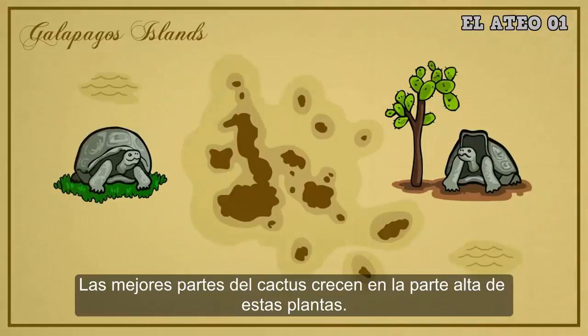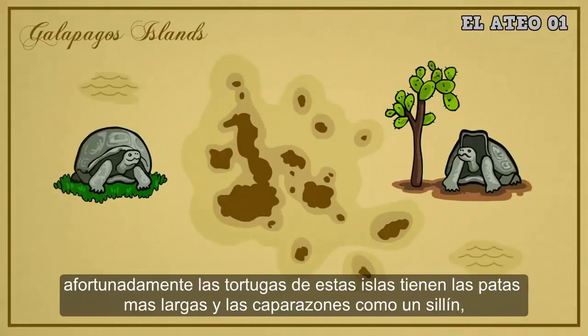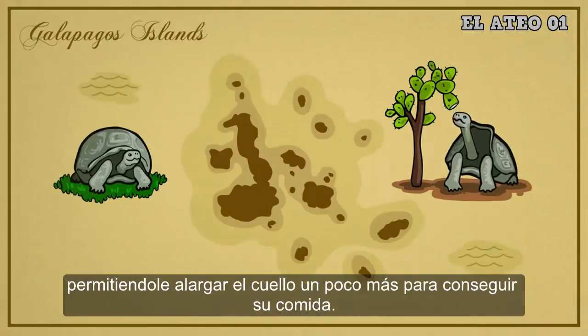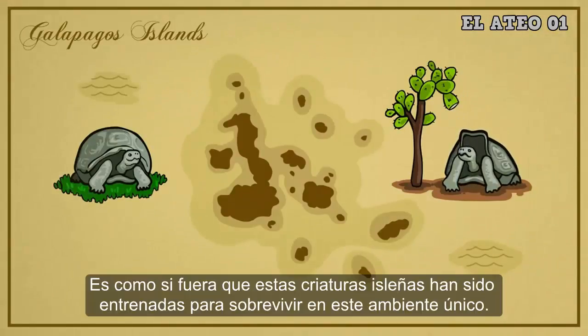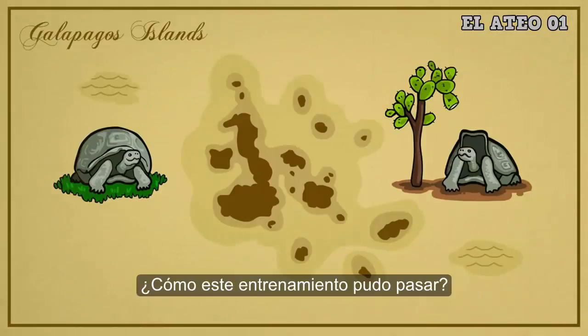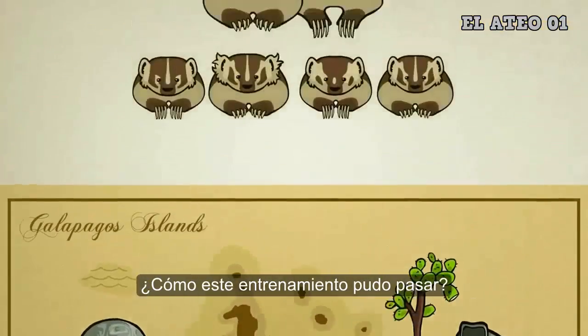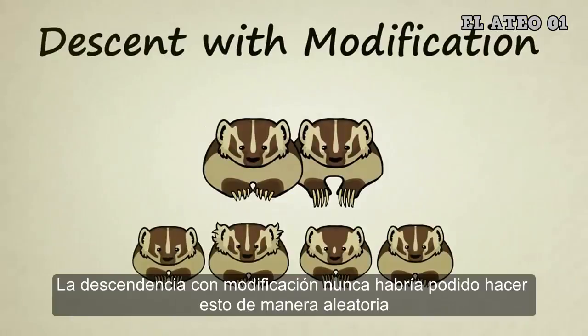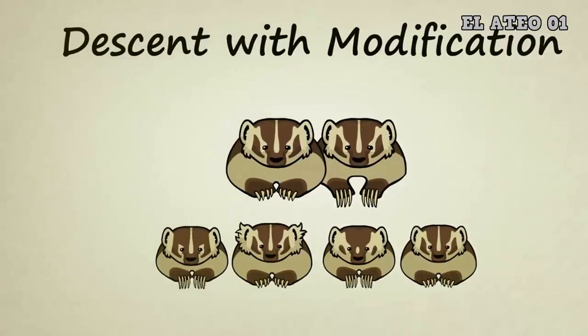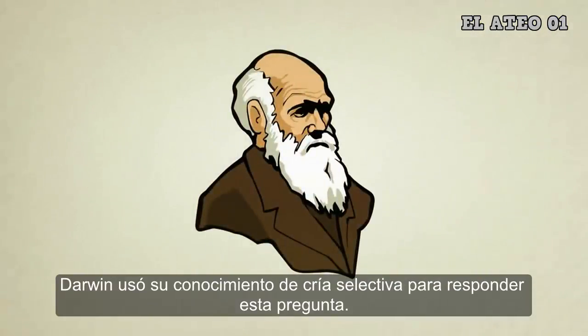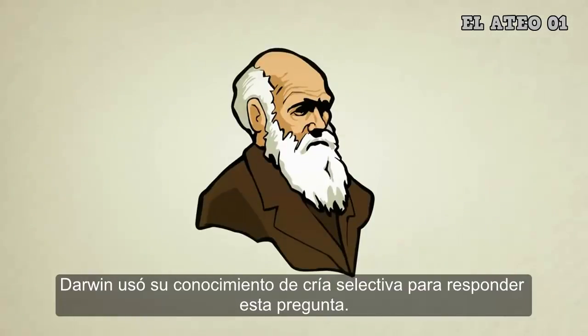The best cactus pads grow on the tops of these plants. Fortunately, tortoises on these islands are equipped with expanded front legs and saddle-like shells, allowing them to stretch their necks extra long to reach their food. It's almost as if these island creatures have been perfectly sculpted to survive within their unique environments. How did this sculpting take place? Random descent with modification alone could never do such a thing. Darwin drew upon his knowledge of selective breeding to answer this question.